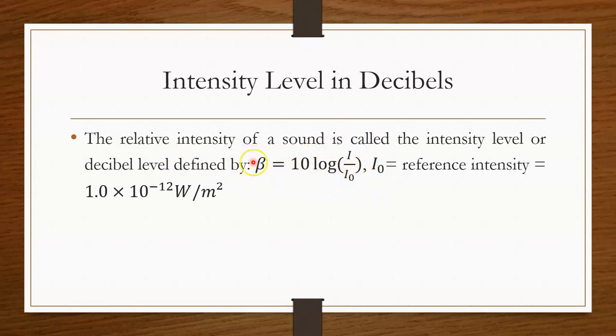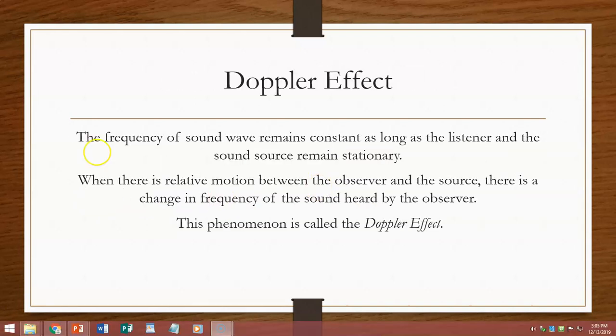It is symbolized as beta, which is equal to 10 log of the ratio between the intensity of the sound that is produced divided by the reference intensity, where the value of the reference intensity is constant. The value is equal to 1.0 times 10 to the power of negative 12 watt per meter squared.